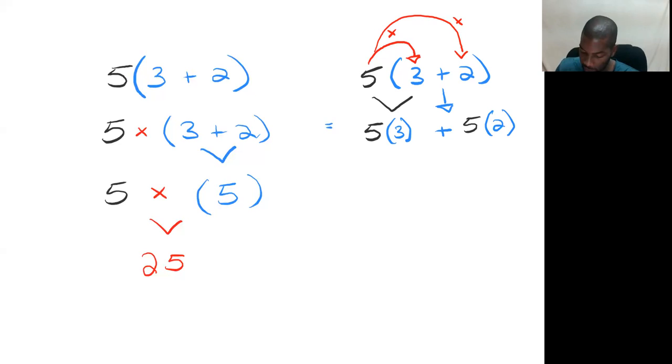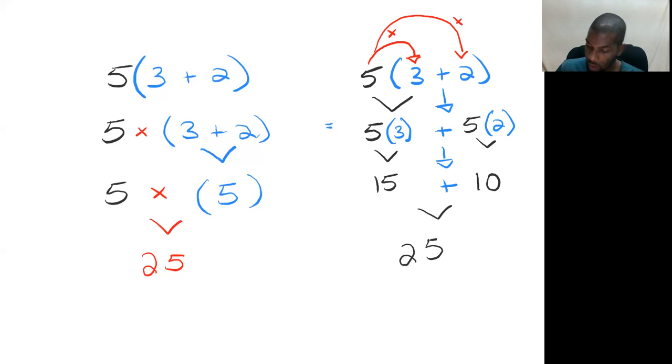So I solve these out. 5 times 3 is 15. Drop the plus symbol. What is 5 times 2? 5 times 2 is 10. 15 plus 10, 10 plus 10 is 20, plus 5, 25.